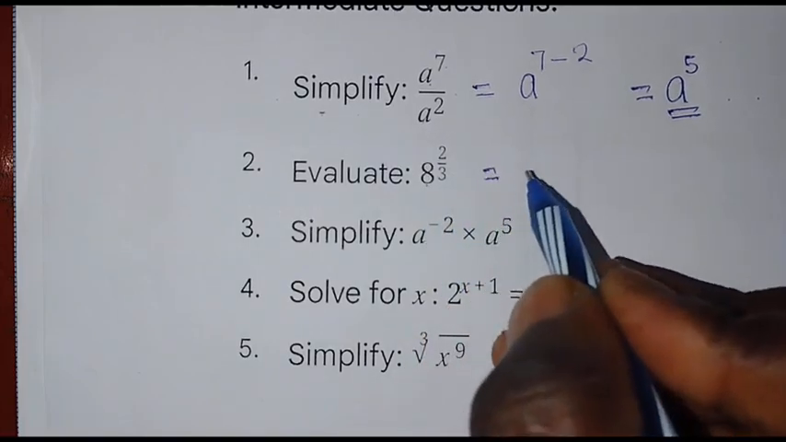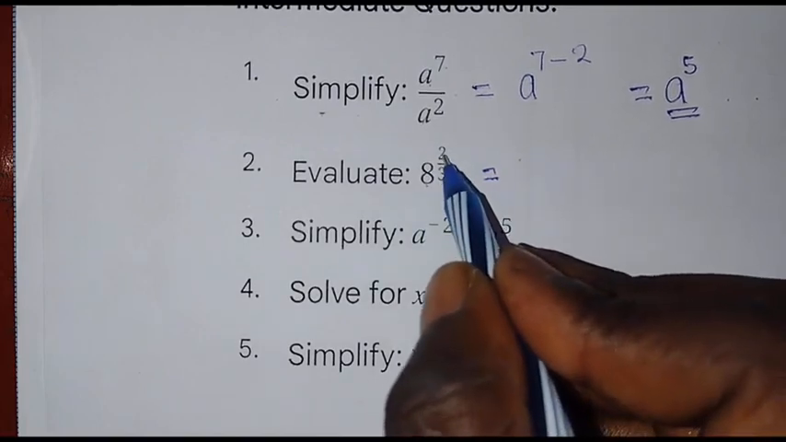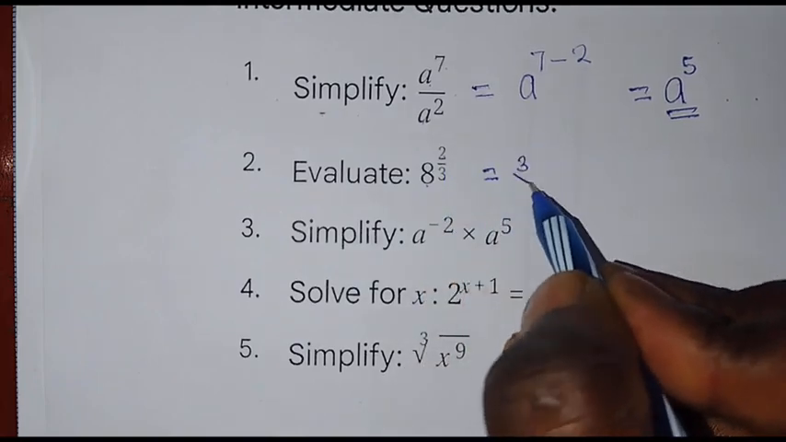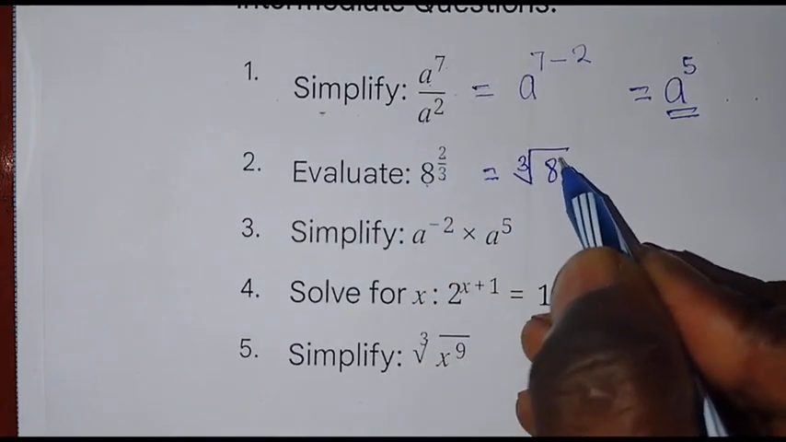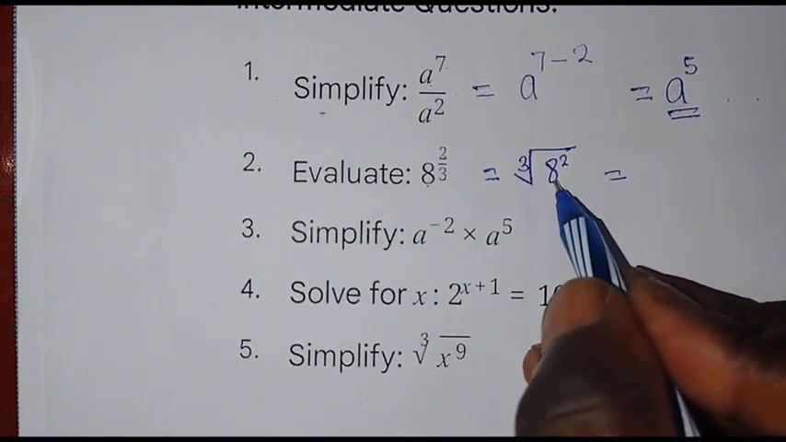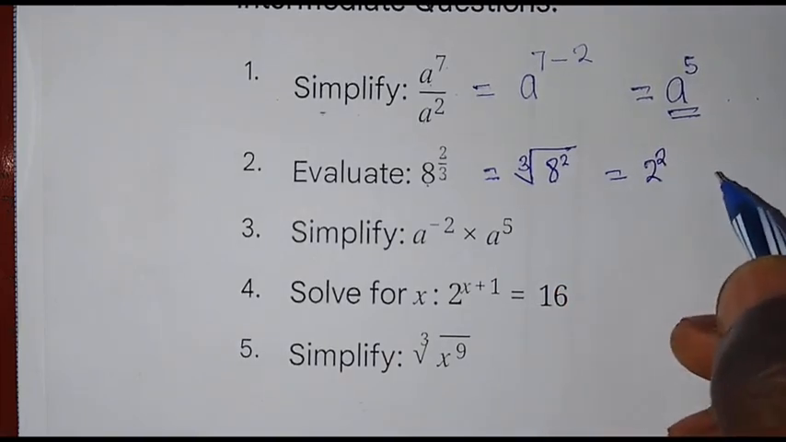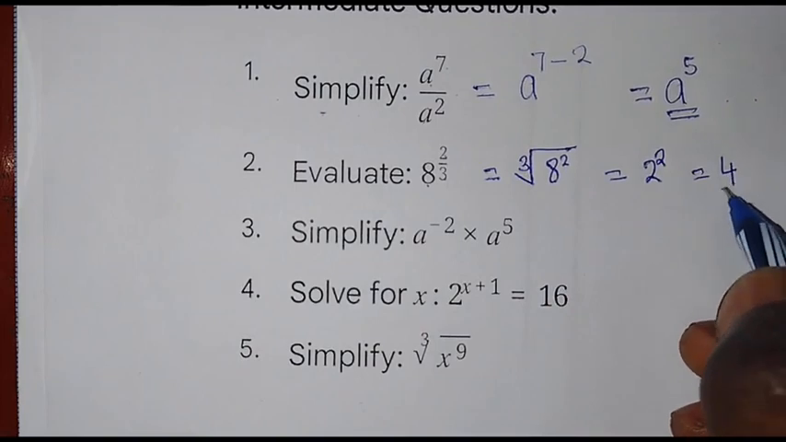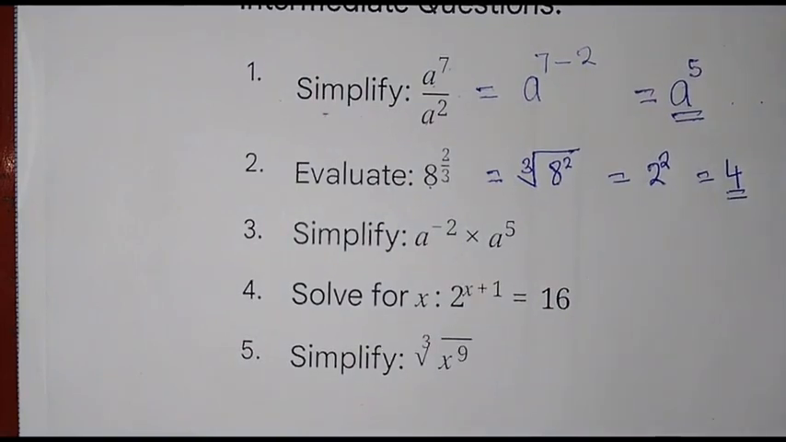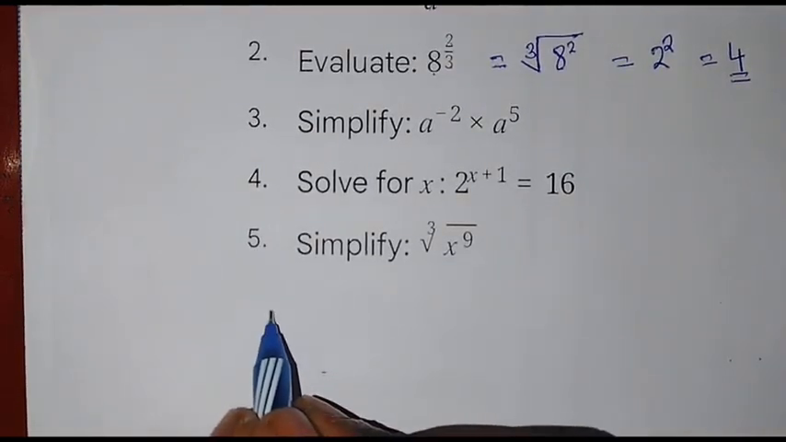So this one can be written, this 3 is the root, then this 2 is the power. So we can write the third root of 8, which is raised to the power of 2. So this can be written as the third root of 8, which is a 2, raised to the power of 2. And 2 to the power of 2 gives us a 4. If you don't want to answer it like that, you can also write it in this way.